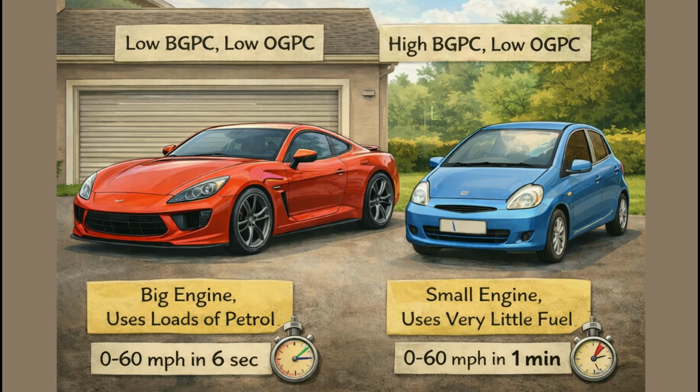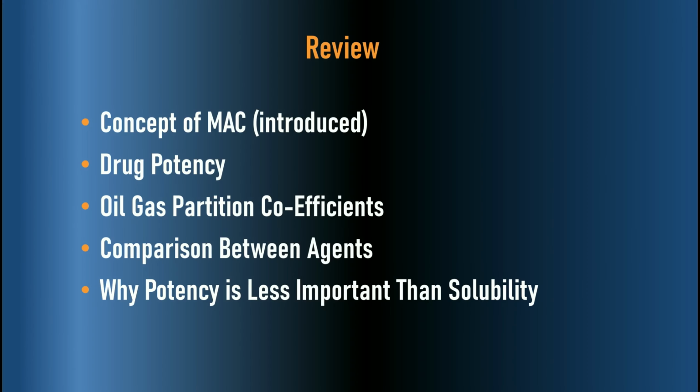Now let's review this tutorial. In this tutorial, I introduced the concept of MAC, minimal alveolar concentration. I discussed the relationship between drug potency and oil gas partition coefficient, and we looked at different agents and their different oil gas partition coefficients. The higher the oil gas partition coefficient, the more lipid soluble the drug, the lower the MAC. Finally, I explained why potency is much less important than solubility.